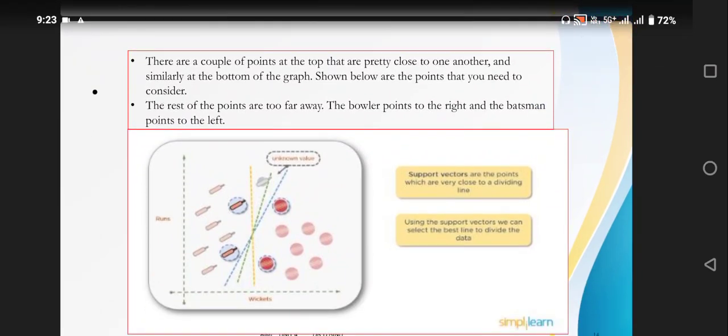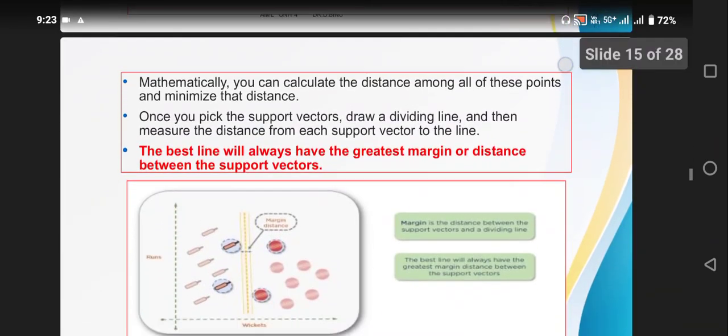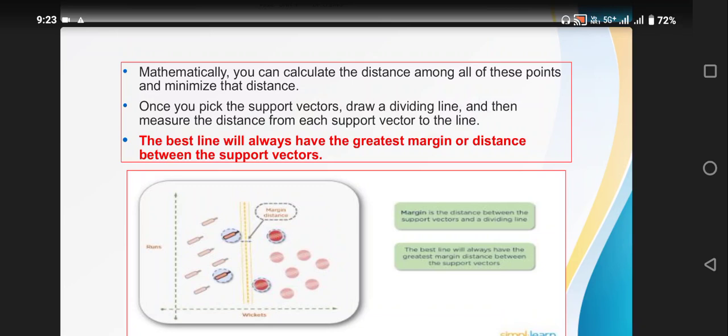There are a couple of points at the top that are pretty close to one another, and similarly at the bottom of the graph shown below are the points that you need to consider. The rest of the points are too far away. The bowler points are to the right and the batsman points to the left. Mathematically, we can calculate the distance among all of these points and minimize the distance. Once you pick the support vectors, draw a dividing line and then measure the distance from each support vector to the line. The best line will always have the greatest margin or distance between the support vectors.